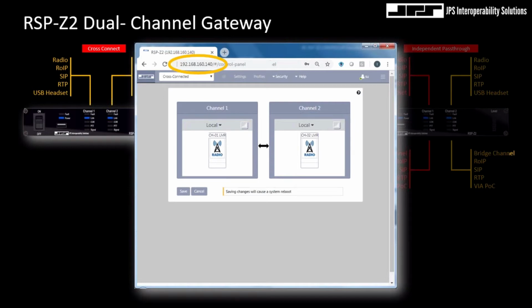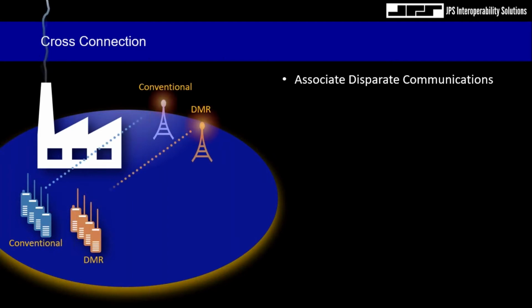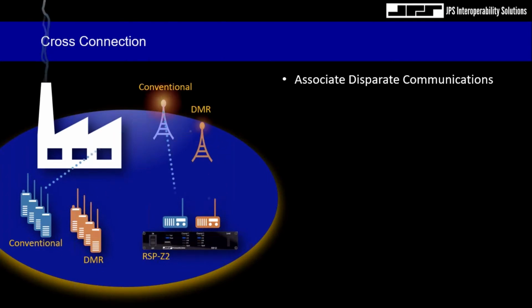RSP-Z2 Dual Channel Gateway. And one of the most common standalone RSP-Z2 applications is a simple cross connection between two disparate radio systems. And remember those agnostic radio interfaces? Well, when properly set up, it doesn't matter what radio systems are associated to the gateway, as we can see in this example of localized interoperability between a DMR system, a digital system, and an analog conventional system. So these are very dissimilar communication systems in many ways. And by simply adding a donor radio to an RSP dual channel gateway, communications interoperability can be easily achieved.